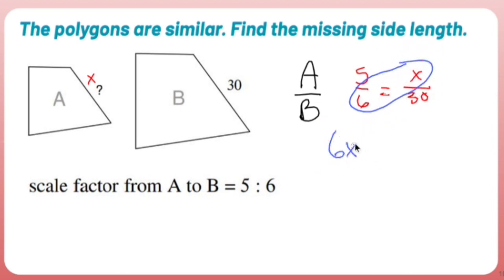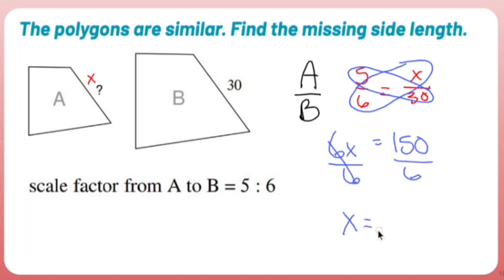6 times x is 6x. Then you drop down the equal sign and multiply the other diagonals. 5 times 30 is 150. Now I have a very simple two-step equation. Just kidding, one-step equation. And my one step is to divide both sides by 6. And 150 divided by 6 is 25.